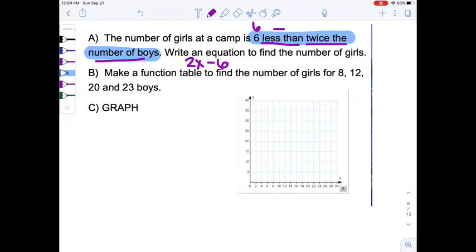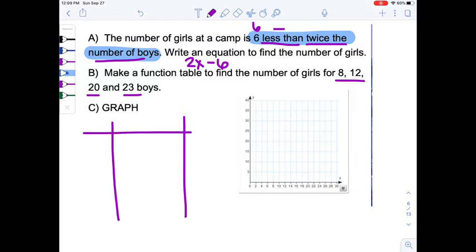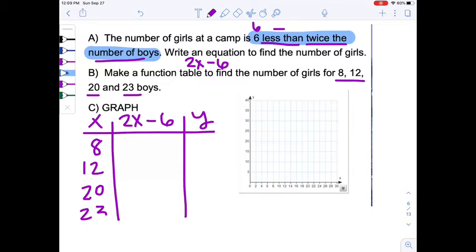Then it says make a function table to graph the number of girls for 8, 12, 20, and 23 boys. So my function table is going to be my x, my y, and my rule, which is 2x minus 6. Our x here is representing our boys, and our y's is representing our girls. So we know that there's 8, 12, 20, and 23 boys. I'm going to fill that in for x. And then I'm just going to plug them into my rule and solve for y.